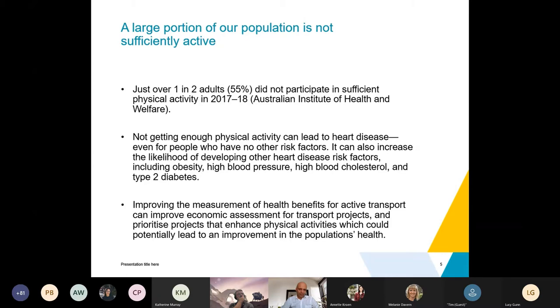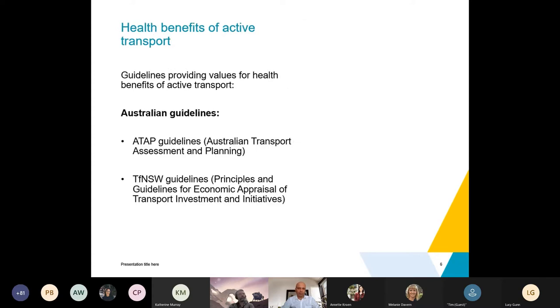We also recognize that health is important, so a large proportion of our population isn't sufficiently active. For example, above 50% are not sufficiently active, and not getting enough physical activity can lead to heart disease, diabetes, high blood pressure, etc. So improving the measurement of health benefits for active transport can improve economic assessment for transport projects, which can help prioritize projects that enhance physical activity. This could lead to improved population health, and that's one of the motivations of our collaboration with RMIT.